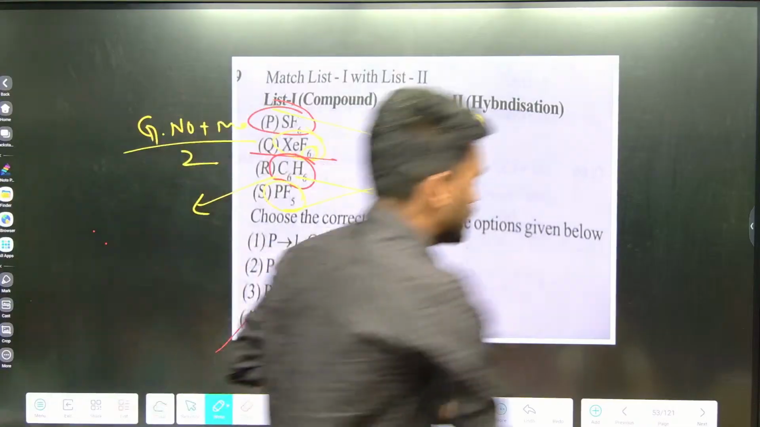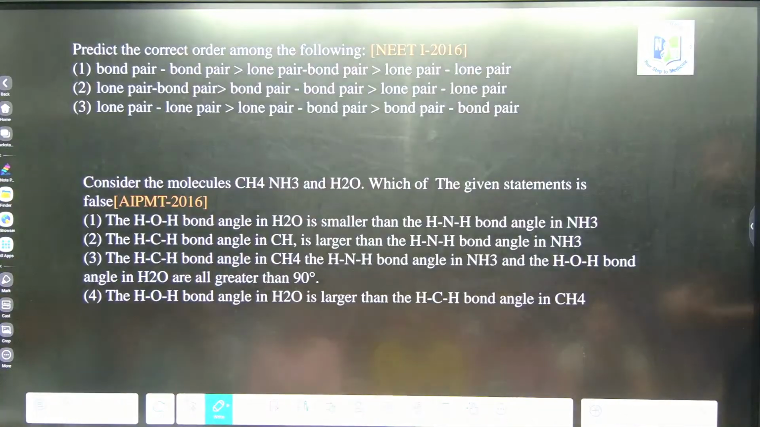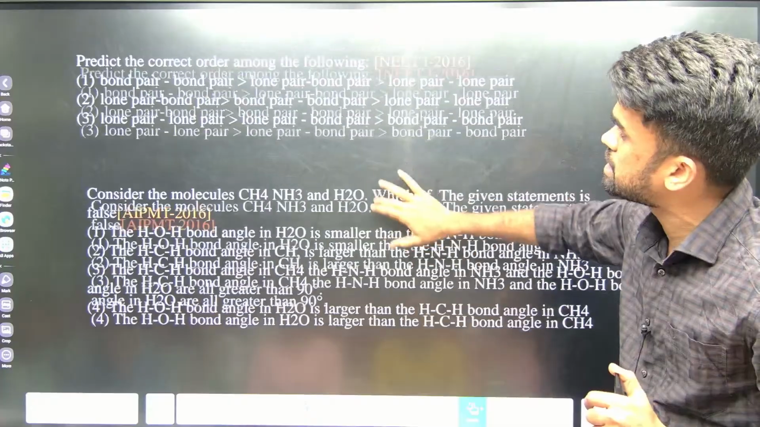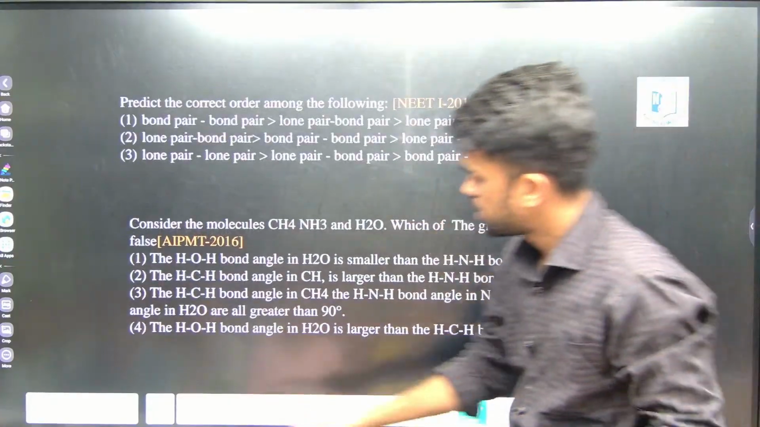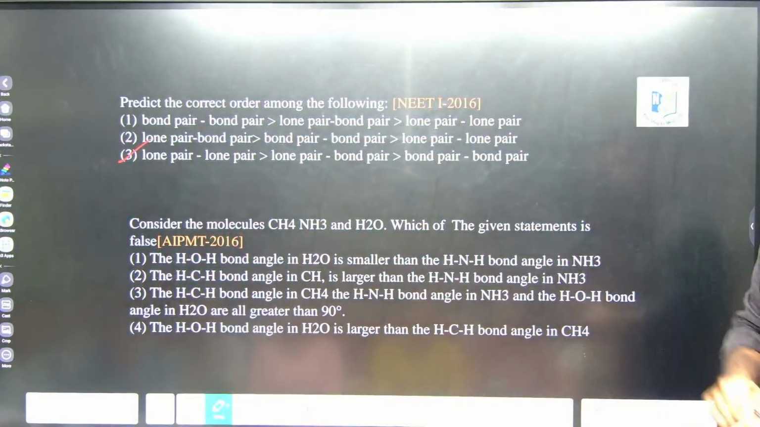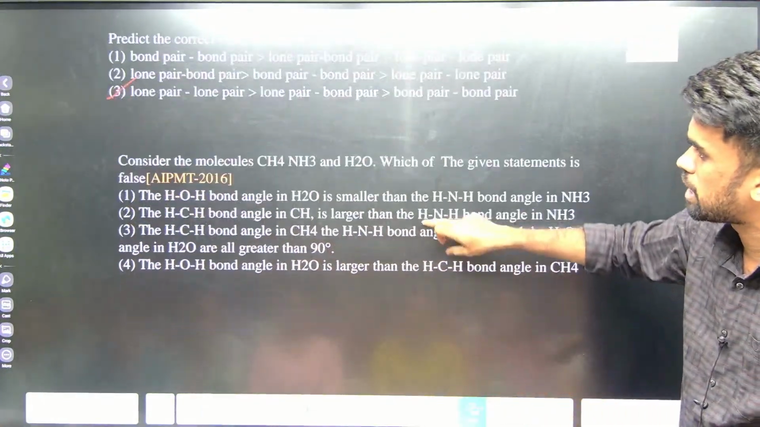Okay, next. Let us move forward with one more question. Tell me, for this, what about lone pair repulsions? Lone pair-lone pair repulsions are more than lone pair-bond pair repulsions, and then comes bond pair.